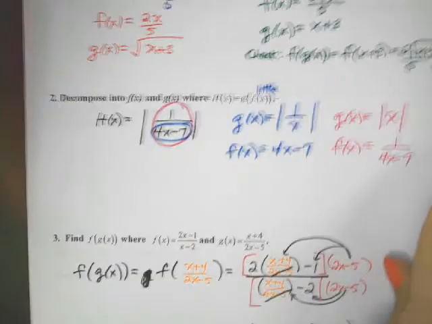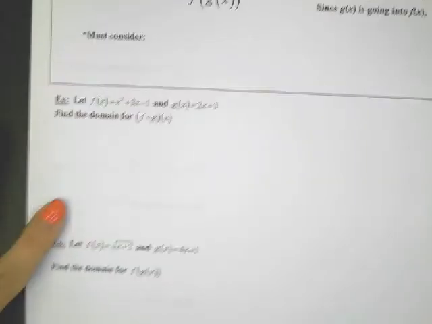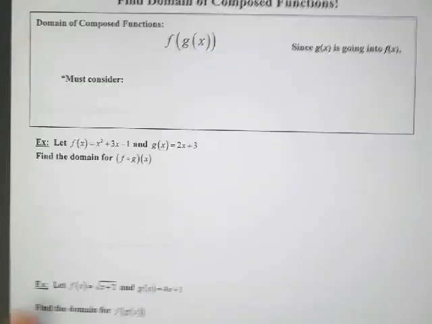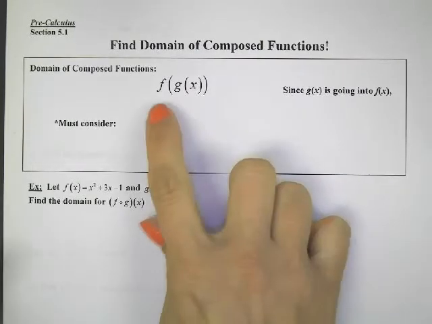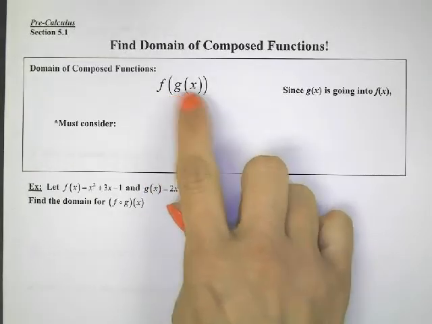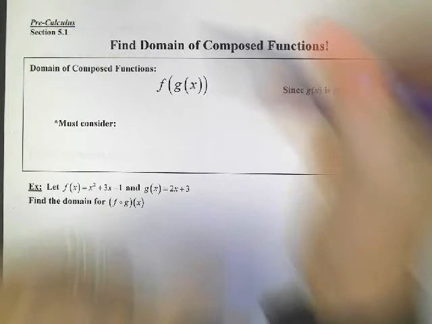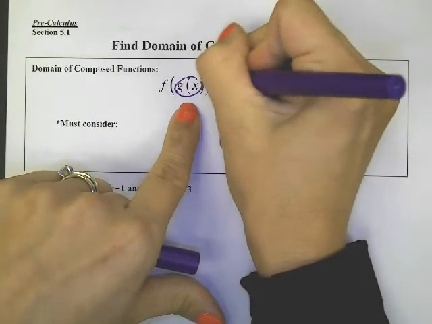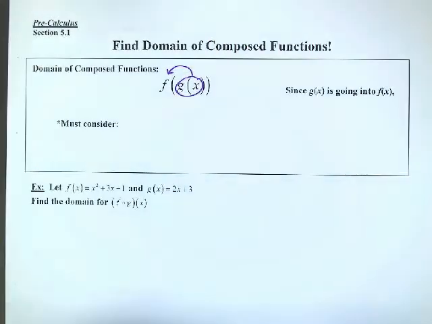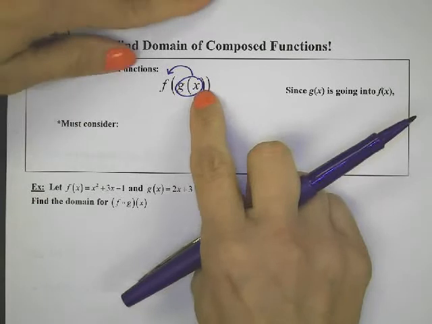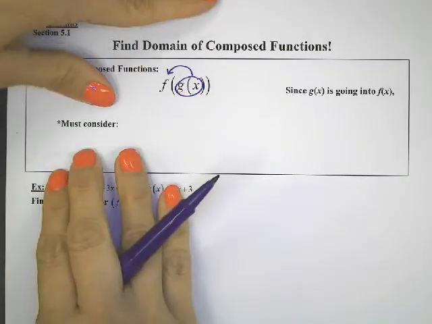Okay. What are we doing today? We're going to find the domain of composed functions. Okay, and this is not like any domain you've done thus far, so you really need to pay attention to the difference when the functions are composed. Since it's f of g of x, this is a little different. The g function is going into the f function. Does x go into f? No, x does not go into f. X goes into g. So there's two steps.